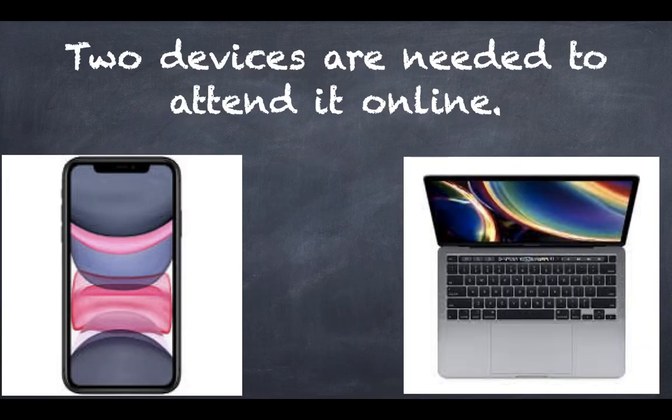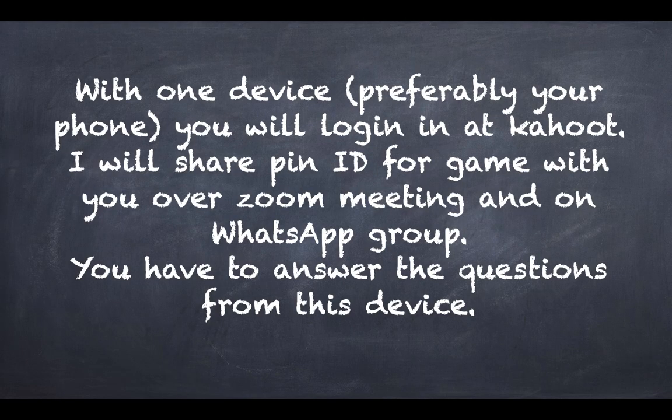So to attend a quiz session online, you need two devices. One is your mobile phone and one is a laptop or an iPad. With one device, preferably your phone, you will log in at Kahoot. I'll show you how to log in at Kahoot later on in this video. And I will share the game pin for the quiz with you over a Zoom meeting and on the WhatsApp group simultaneously. With that game pin, you will log in to Kahoot and you will answer the questions from that mobile. You will only get to see four options A, B, C, D. You will not get to see the questions or images of the quiz by logging in at Kahoot.